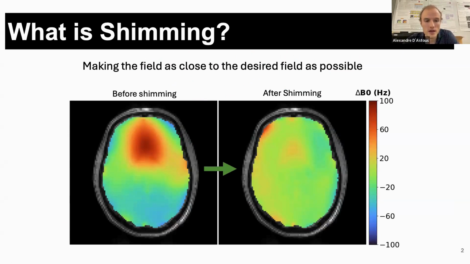So what is shimming? Shimming, the goal is to make the field as close to the desired field as possible. On the left, there's a field map describing what the field offset is. And then on the right is hopefully what you get after shimming, which is a much better image, as close to, for example, 3 Tesla, if your scanner is a 3 Tesla.